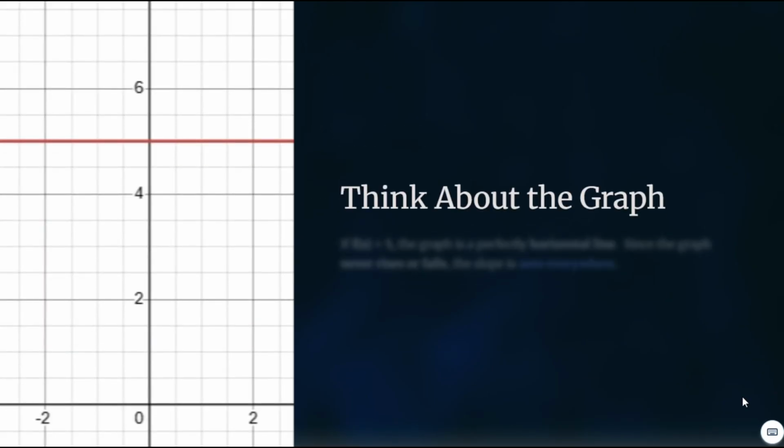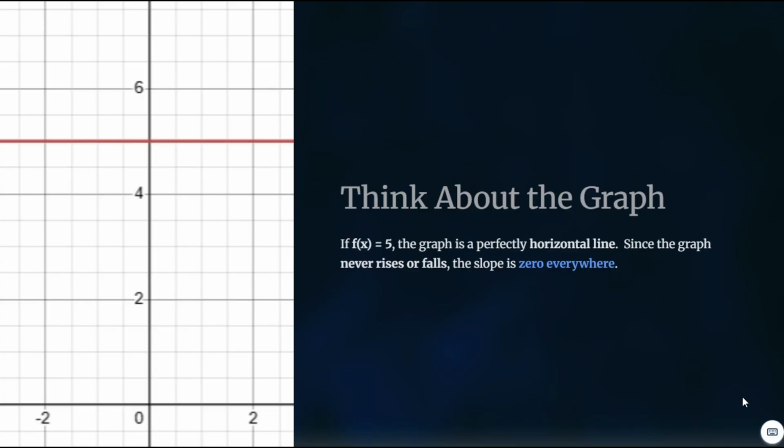Think about the graph. If f of x equals 5, the graph is a perfectly horizontal line, as we can see here in red. Since the graph never rises or falls, the slope is 0 everywhere. The slope of a horizontal line is the geometric proof that the derivative of a constant is 0.